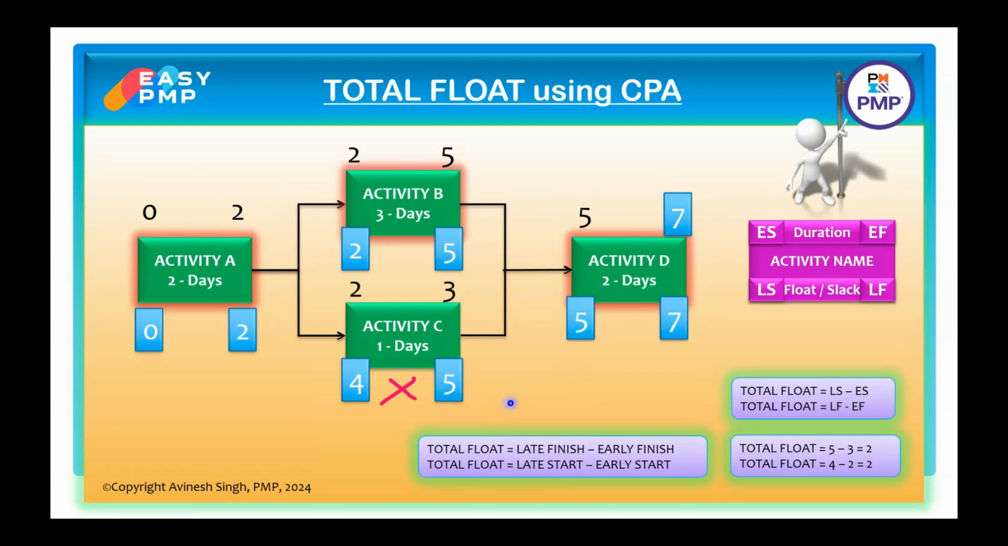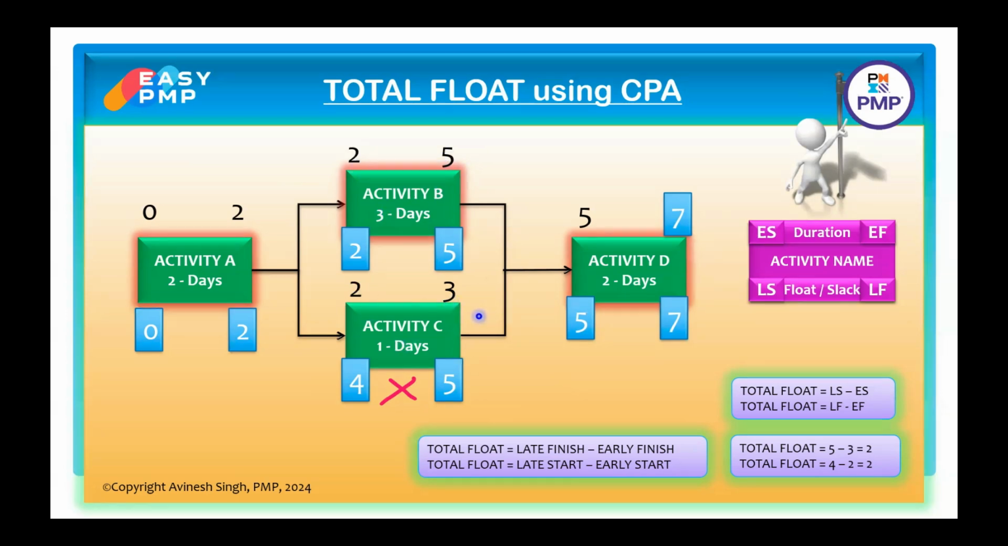Now I will tell you a shortcut, how we can traverse quickly at the time of exam. Start with 0, 0 plus 2 duration is 2. Next, move this 2 in a forward pass. Move this 2 here as well as any other parallel node. So 2 is coming here and 2 comes here. Now go node by node. 2 plus 3 is 5, 3 is the duration. 2 plus 1 is 3.